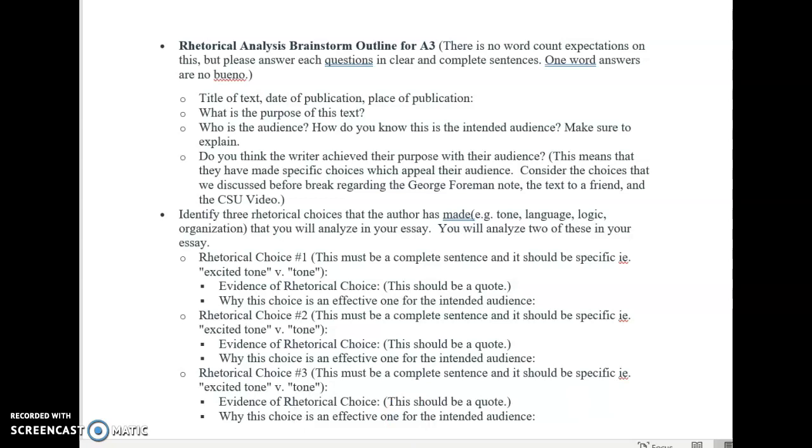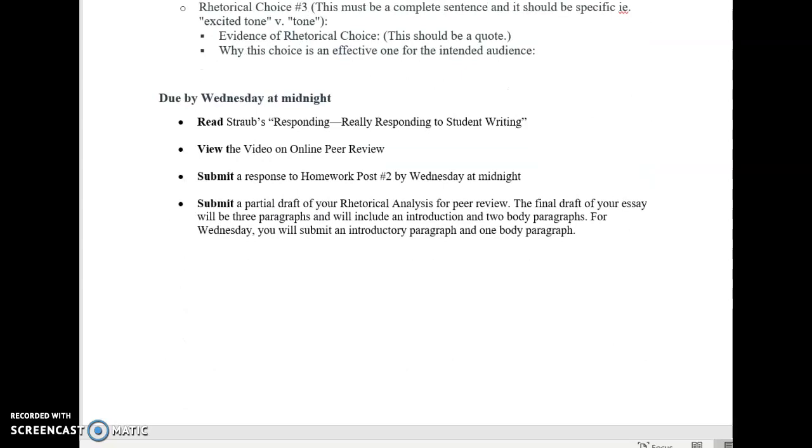When we move to Wednesday and what is due on Wednesday, we're going to be taking that information and transferring that over into an actual essay. So you have a reading for Wednesday, you have a video that I want you to watch on online peer review, and then you are going to be asked to submit a partial draft of your rhetorical analysis for peer review. Now, the final draft of your essay will be 3 paragraphs and will include an introduction and 2 body paragraphs.